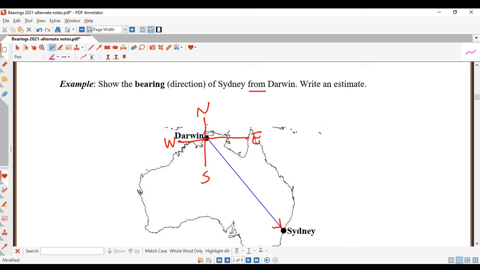Now, this is the angle we want, clockwise from north. We want the clockwise angle from north. So remember, north is 0 degrees. East is 90 degrees. South is 180 degrees.